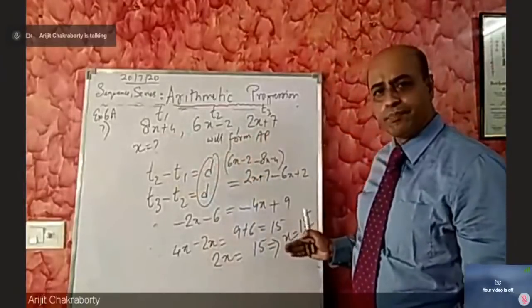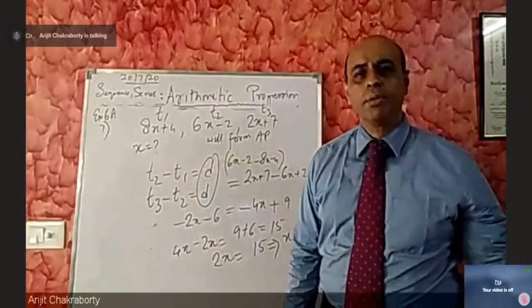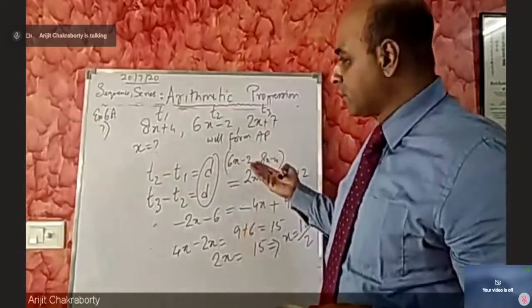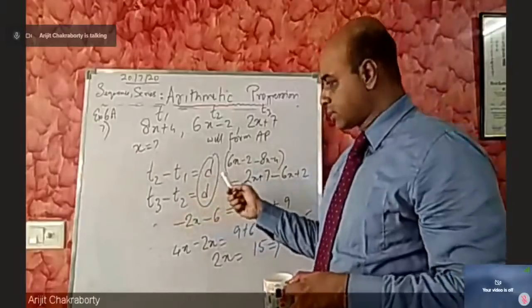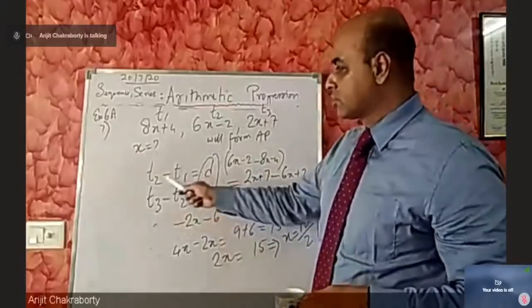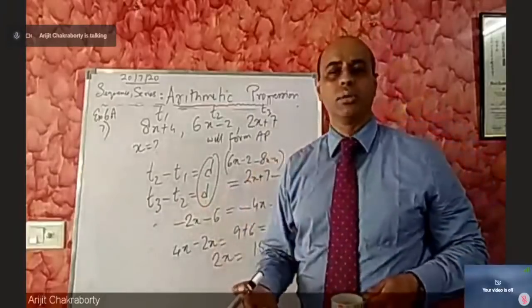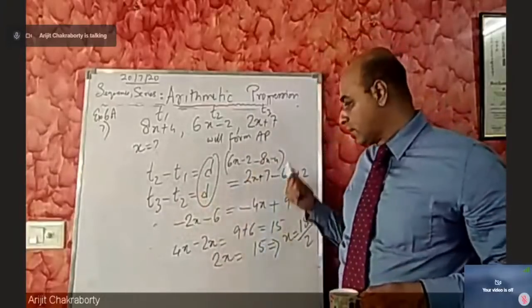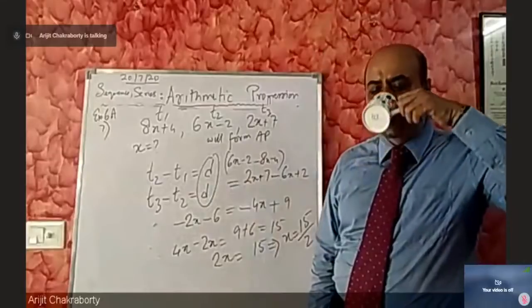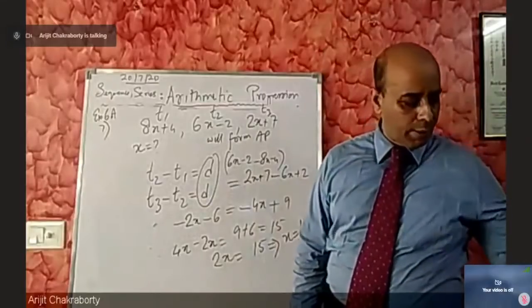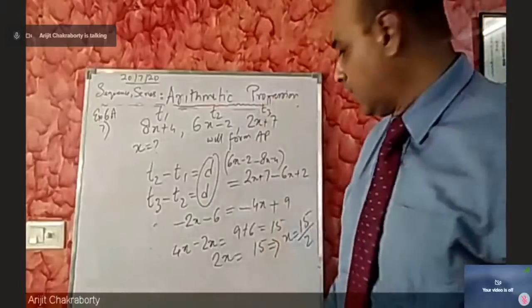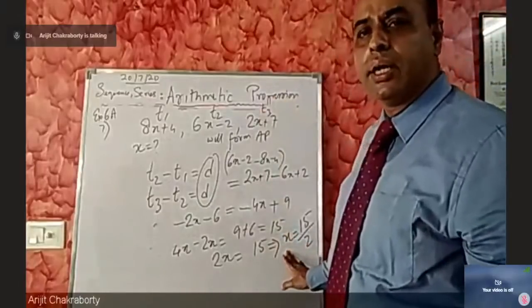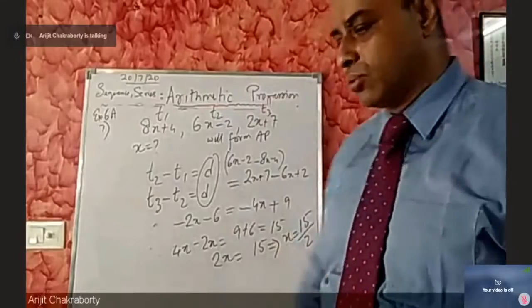Please see the solution. We have used the simple formula of common difference: T2 minus T1 is the common difference, and T3 minus T2 is also the common difference. So T2 minus T1 has to be equal to T3 minus T2, and we have solved it out. So this is the first. Hope it's clear. And you could see that we arrived at x is equal to 15 by 2.